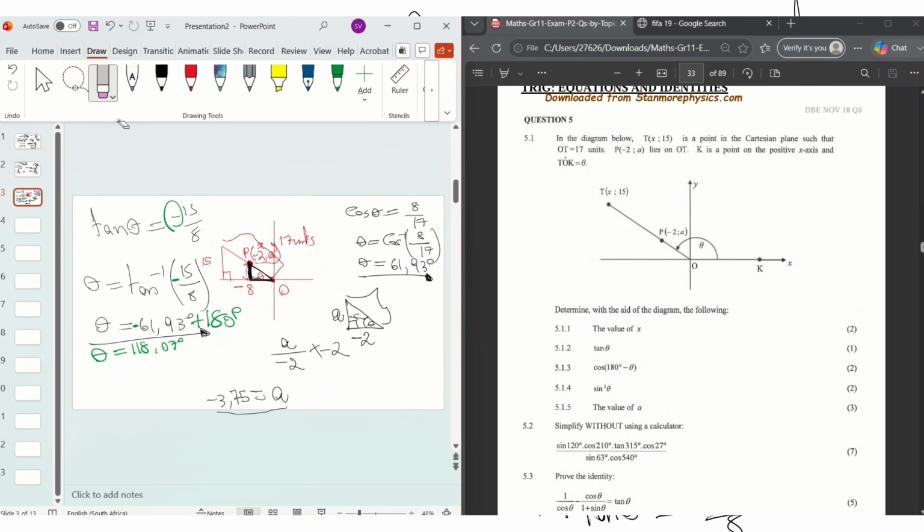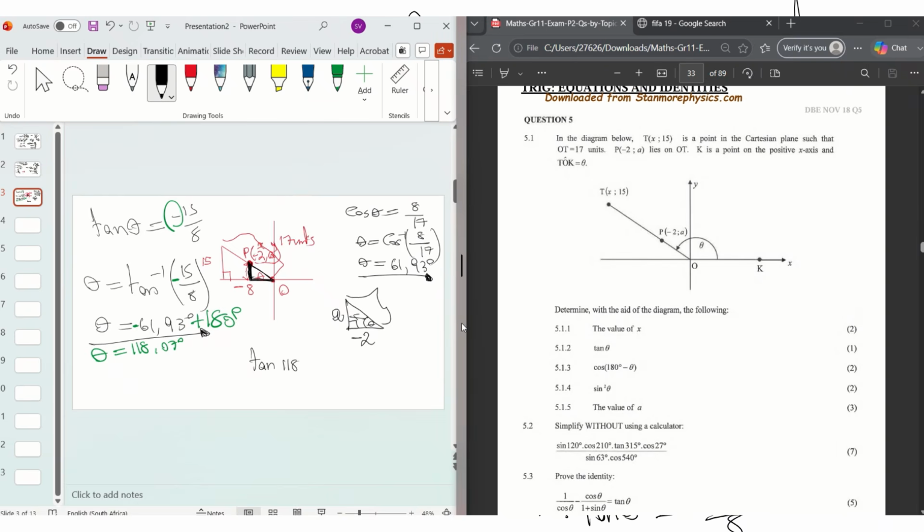So when you get that negative angle, it's very important for you to add 180 degrees to it, so that you could make it a positive angle. So now we can say tan 118, because this angle is obtuse. It's from the first quadrant to the second. Okay, so it's 118.07 degrees is equal to A over -2.